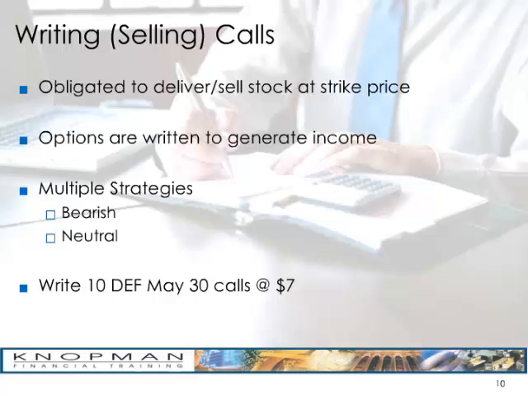And we'll talk about the multiple strategies bit in a few minutes. But for example, if you were to sell 10 DEF May 30 calls at 7, somebody has the right to buy the stock from you for 30. Let's say the stock goes up to 40. Are they going to want to buy the stock from you for 30? Absolutely. So they're going to come in and say, hey, pal, I'm calling it away for 30. That's the expression. The stock is called away.